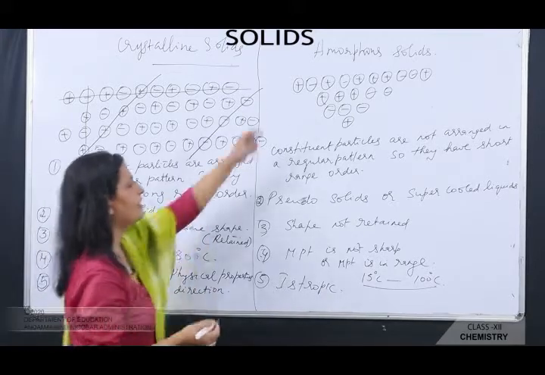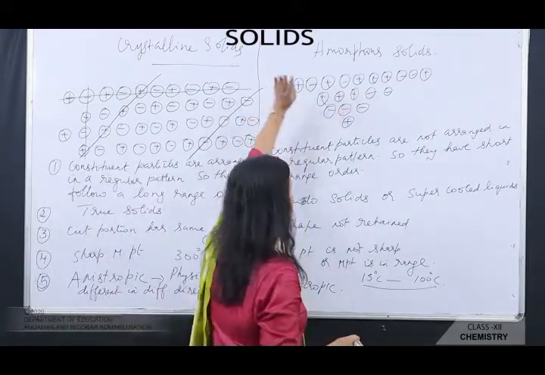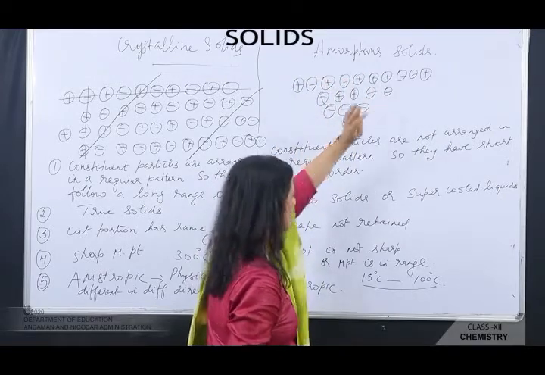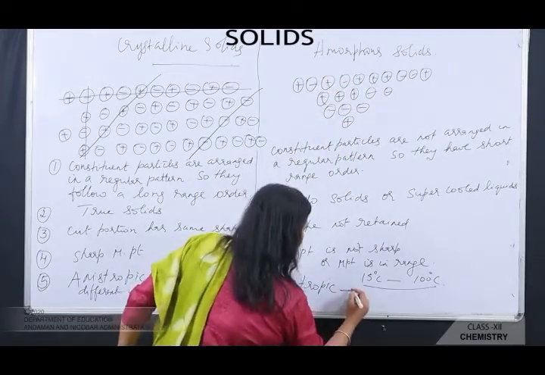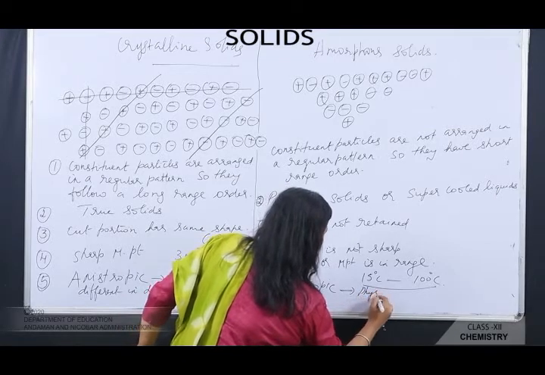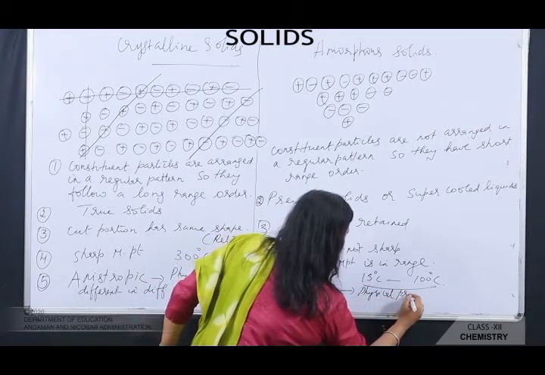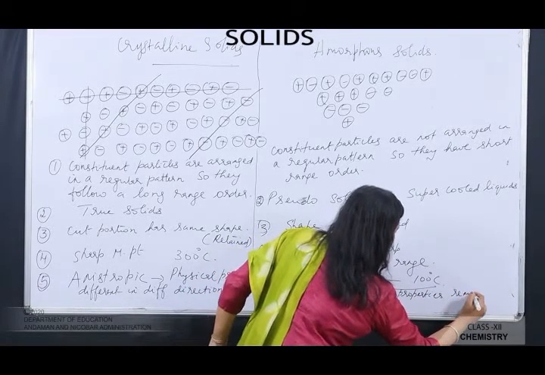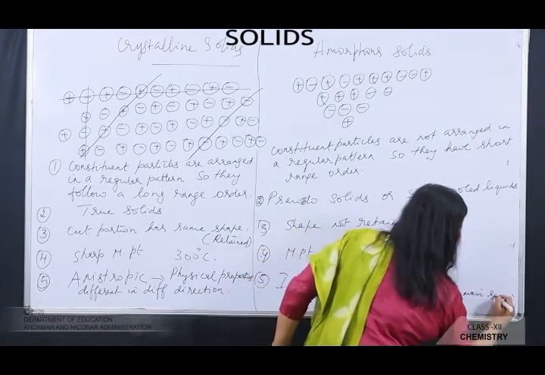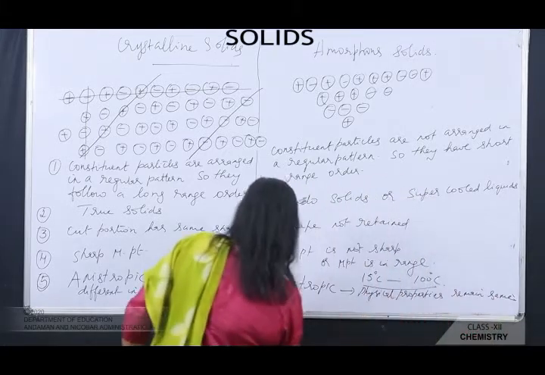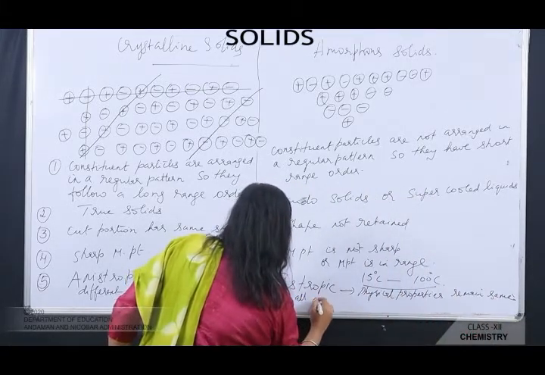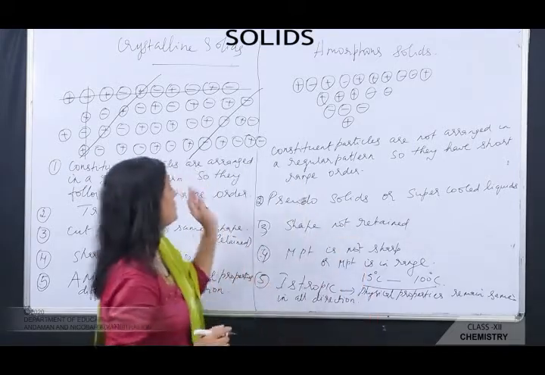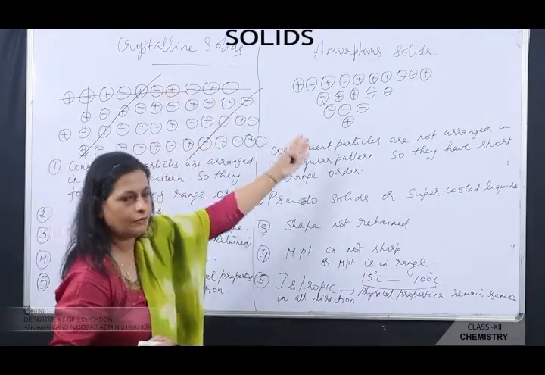Here you see, they are arranged in an irregular pattern. Therefore, what happens? The physical properties remain the same in all directions. So, they are isotropic. Physical properties remain same in all directions. So, this is the difference between what? Crystalline solids and amorphous solids.